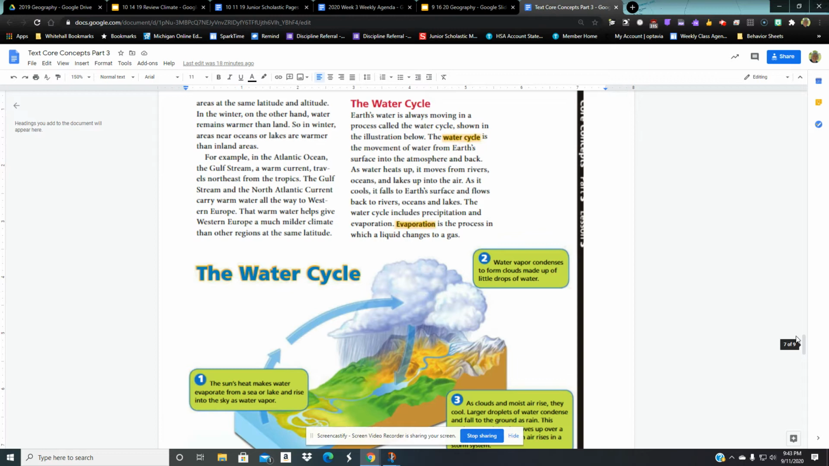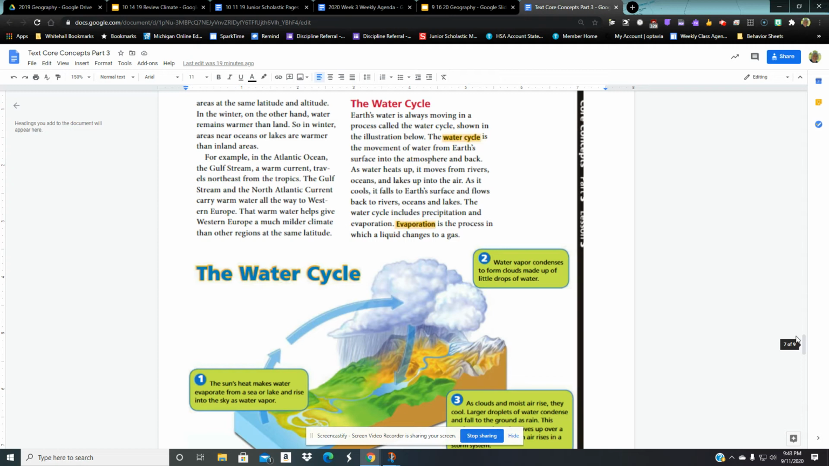The water cycle. Earth's water is always moving in a process called the water cycle, shown in the illustration below. The water cycle is the movement of water from Earth's surface, so on the ground, into the atmosphere and back. As water heats up, it moves from rivers, oceans, and lakes up into the air. As it cools, it falls to the Earth's surface and flows back to rivers, oceans, and lakes. The water cycle includes precipitation and evaporation.